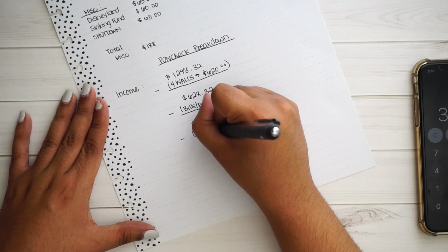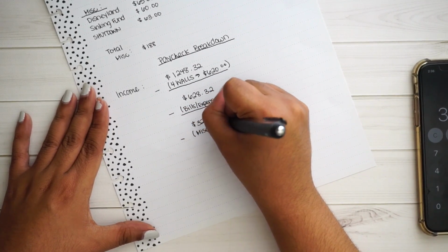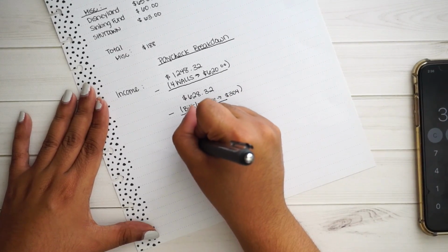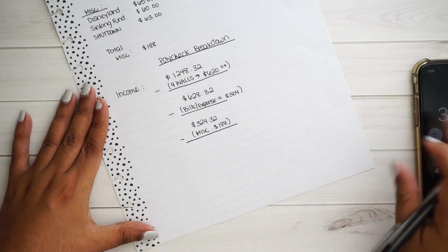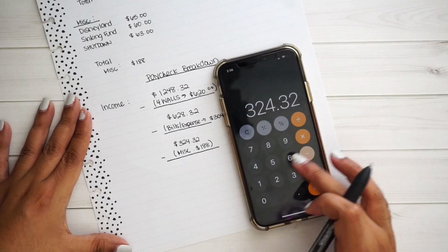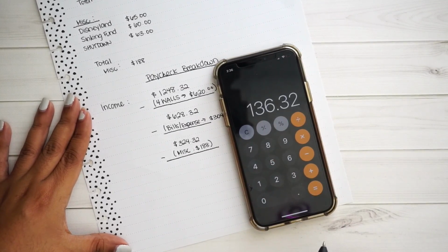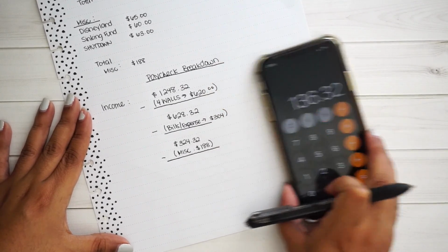And this is 188. So we're going to go ahead and come over here, and we're going to do minus 188. I'm left with 136.32.